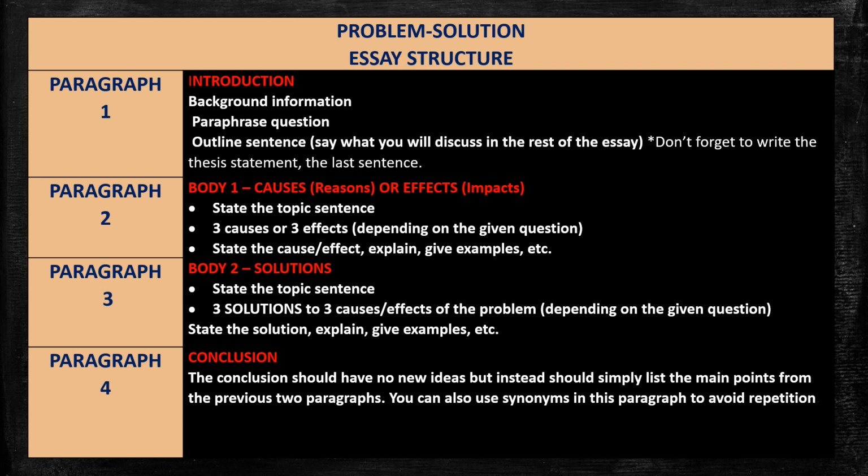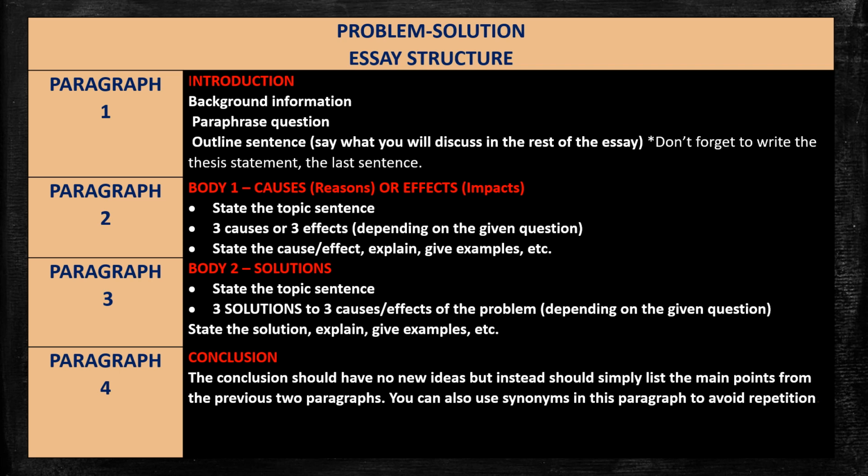In the next paragraph, which is your solutions paragraph, again you start the paragraph with the topic sentence, give 3 solutions, and then you explain and give examples. Finally, you will end the essay with the conclusion. Remember, do not include any new ideas in the conclusion, but whatever you have mentioned in the body paragraphs of causes and solutions, just take the summary of it, use synonyms or use it as it is by replacing some words with their synonyms and write it in the conclusion. Basically, you have to summarize here. No need to include any new information.